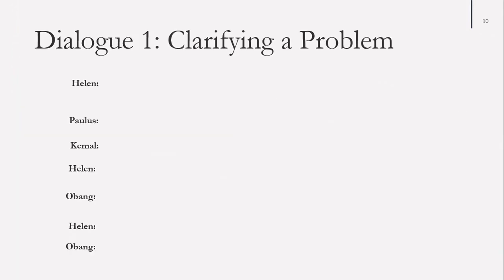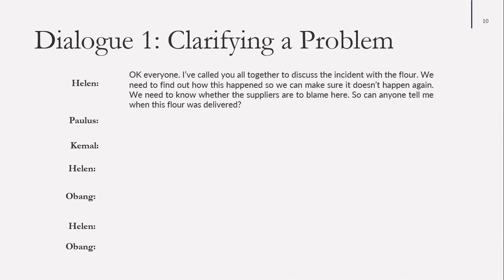Dialogue 1. Clarifying a problem. Okay everyone, I have called you all together to discuss the incident with the flour. We need to find out how this happened so we can make sure it doesn't happen again. We need to know whether the suppliers are to blame here. So can anyone tell me when this flour was delivered?